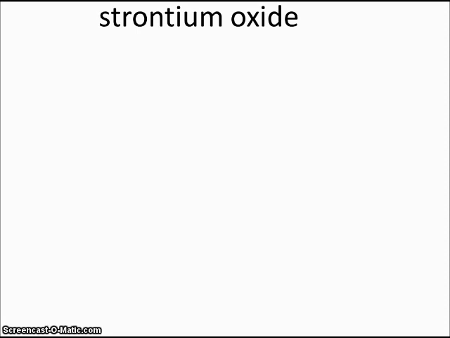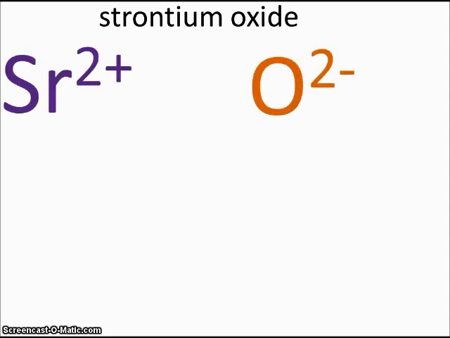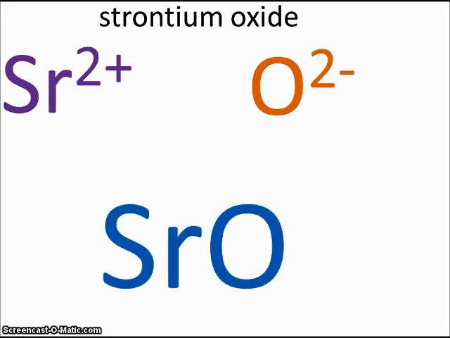Okay, let's see if you got it. Strontium has a 2+ charge. Oxide has a 2- charge. Charges are already balanced, so there's only 1 of each. SrO is the formula for strontium oxide. Good job.